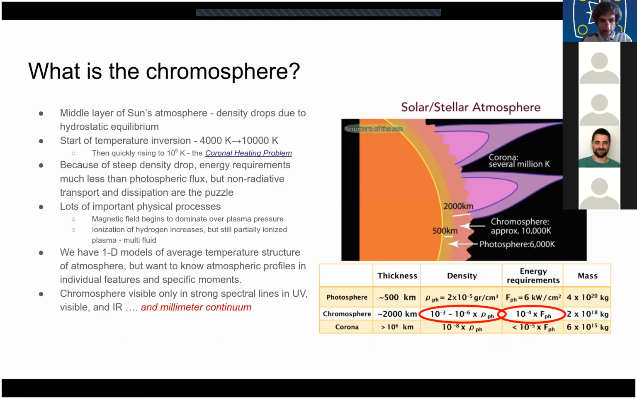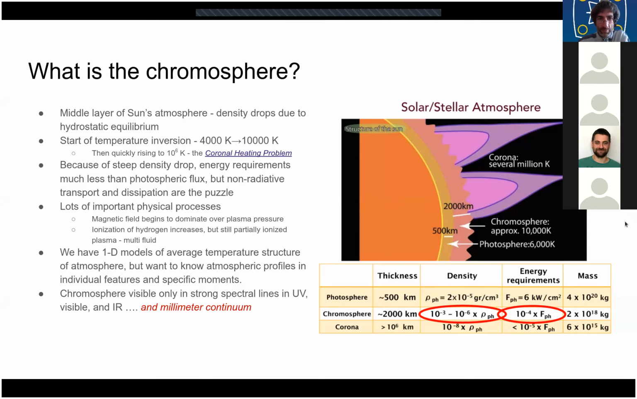So the main thing that I study is the chromosphere. So what is that? I'm assuming some of you are at least somewhat familiar, but essentially the chromosphere is the middle layer of the sun's atmosphere. It's where the temperature starts rising after falling off in the photosphere with height. And then the temperature quickly shoots up even more, which we call the coronal heating problem.